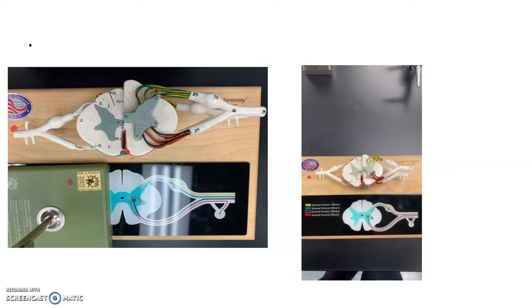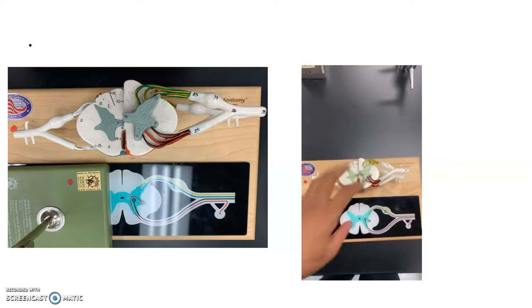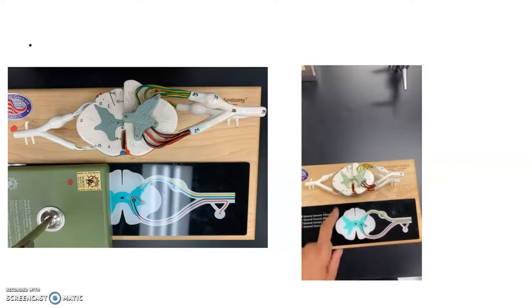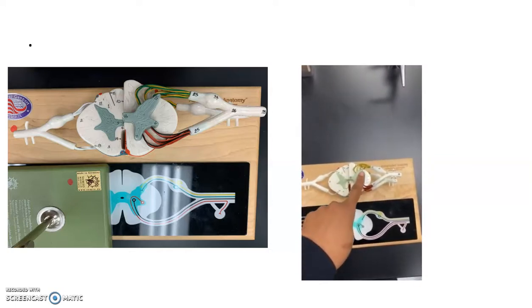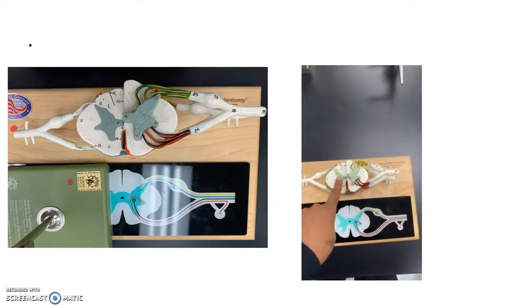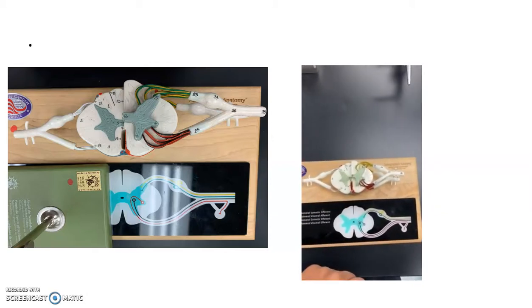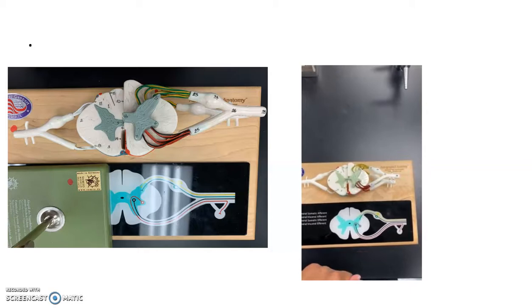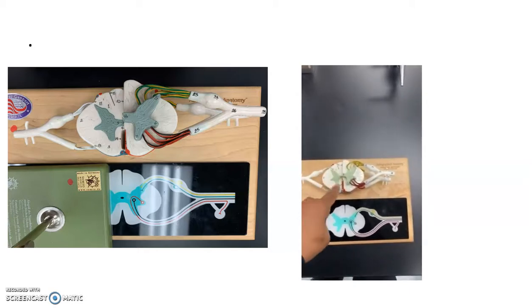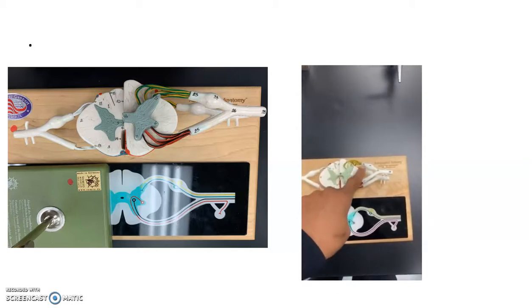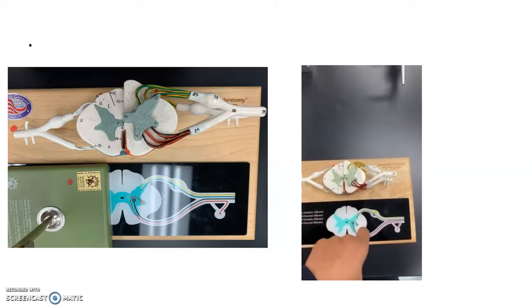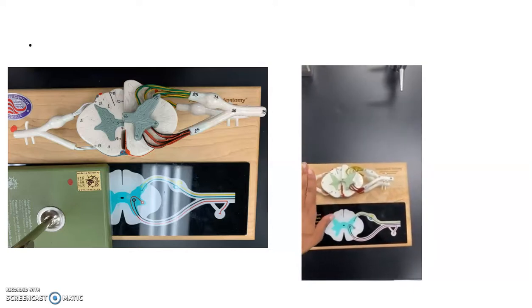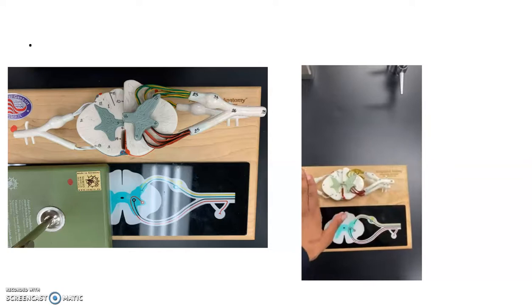This is a cross section of the spinal cord. We have the spinal cord here. We have the gray matter, which is actually gray. It is going to be the inner portion of the spinal cord. This is the outer portion of the spinal cord, and it is the white matter. These will be our spinal nerves and their roots.